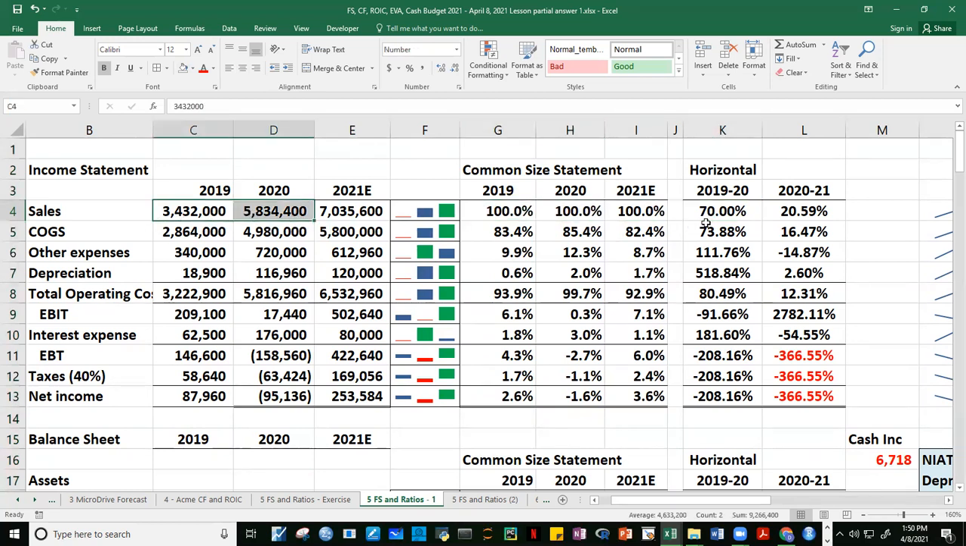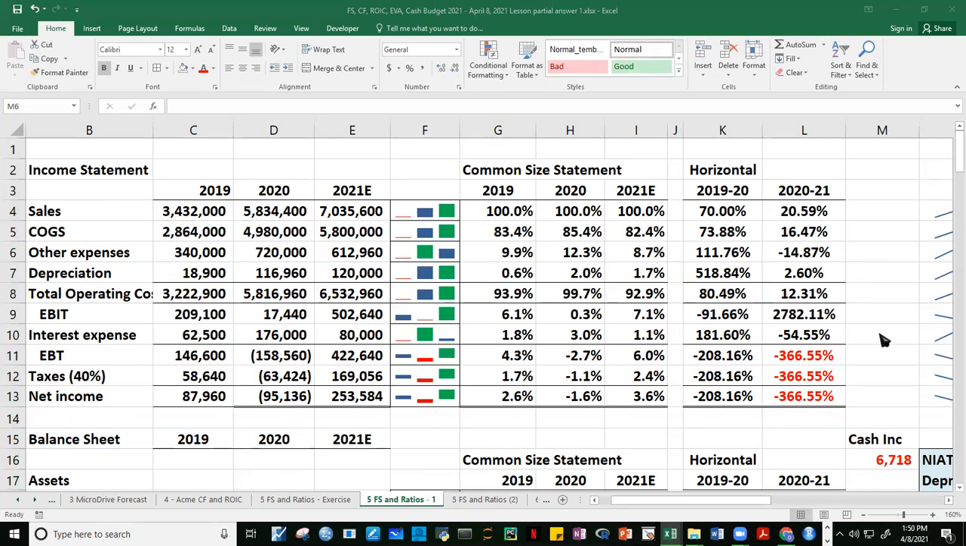Ito kino-compare natin. Dito, it's this over this minus 1. That's the growth rate, no? By how many percent, by how much did our sales increase between 2020 and 2021? Okay, any questions, guys? Yeah, thank you, Charles. That's supposed to be positive.